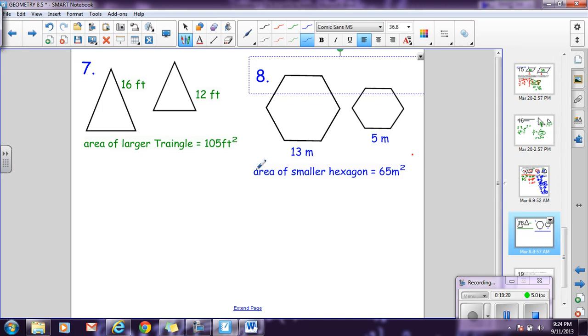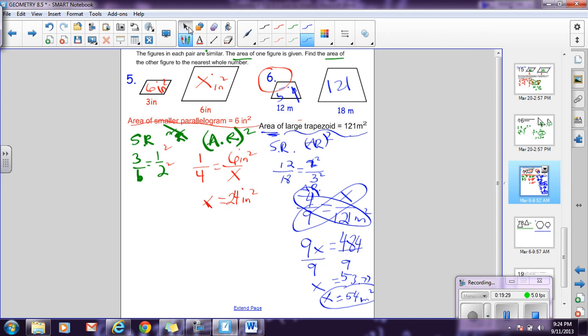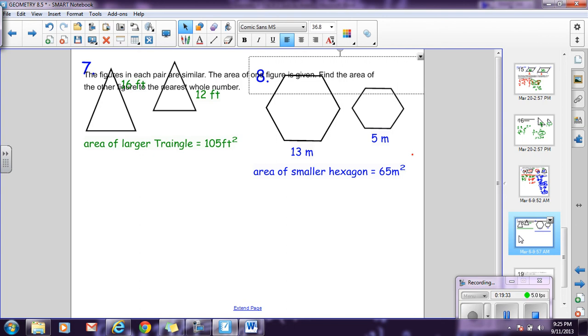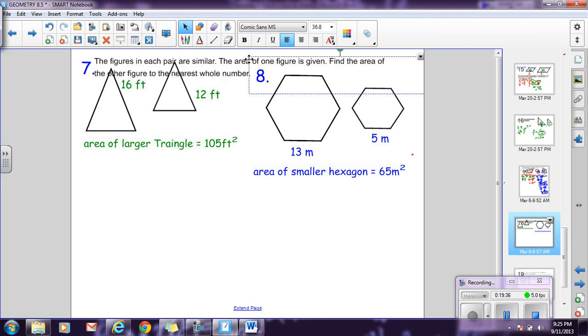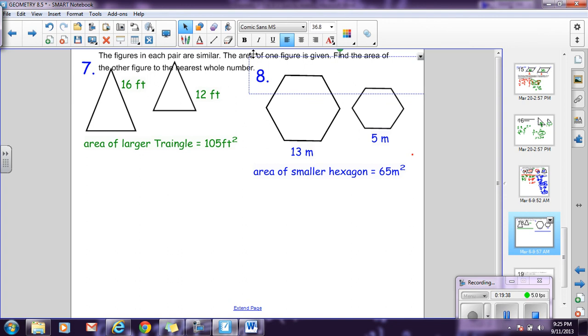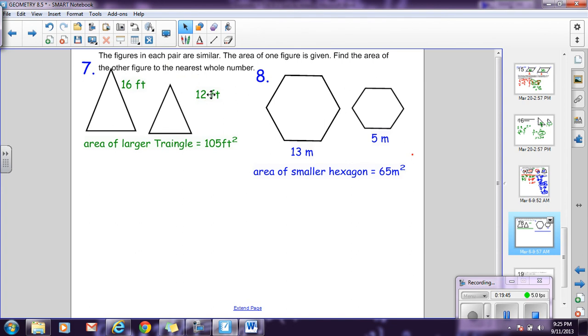they tell me I need to find the area because it's the same directions from over here. So let me just copy down these directions so that you guys always know what we're doing. They tell me over here that the figures in each pair are similar. The area of one figure is given, find the area of the other to the nearest whole number. Let me move this down. There we go.